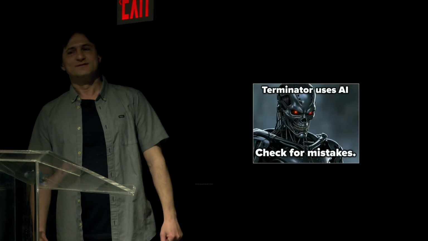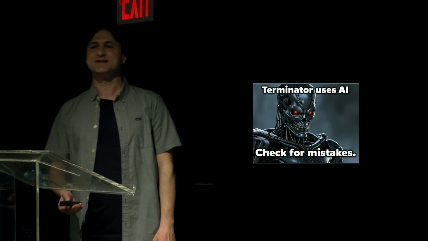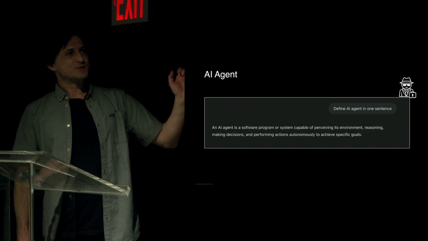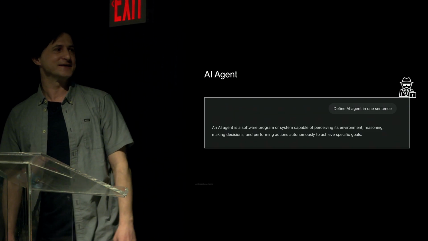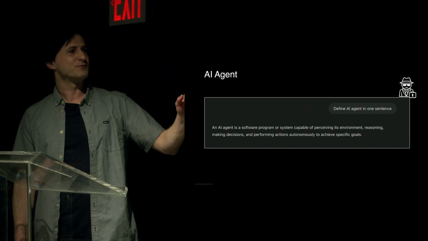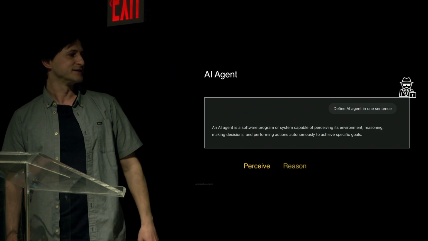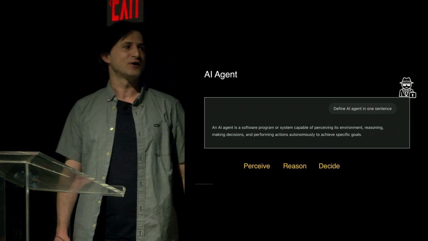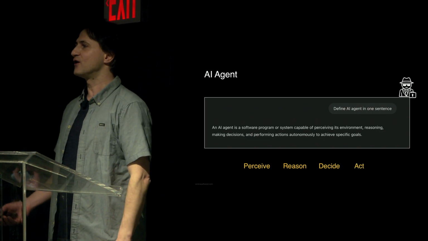Good, yeah, so this might be what happens with agents, right? Terminator is using AI, check for mistakes, right? That's hopefully not where we end up. And to shift now into agents, I asked ChatGPT, hey, define what an AI agent is, right? And it interestingly gave this response saying capable of perceiving its environment. So it perceives, reasons, it makes decisions, and then it acts autonomously. And so we have these 4 stages to achieve a specific goal.